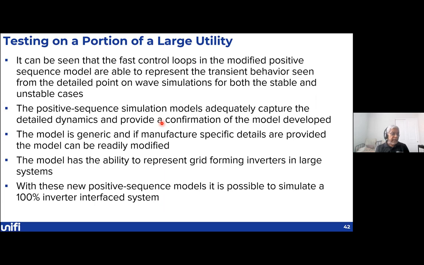So with that, I will stop here. I've given you an overview and open the floor for questions.